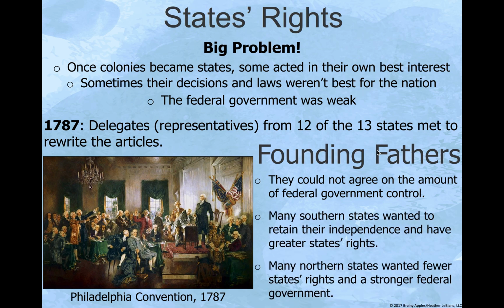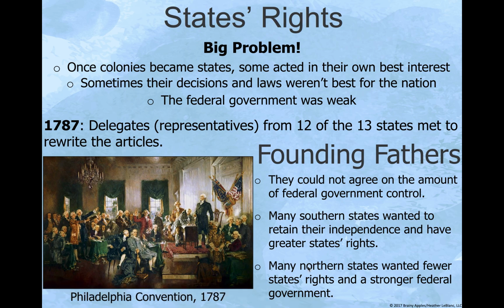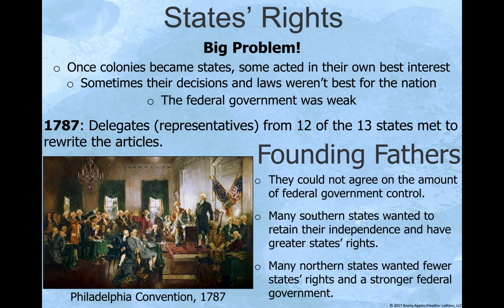So the founding fathers could not agree on the amount of federal government control, and many southern states wanted to retain their independence and have greater states' rights. And on the other hand, many northern states wanted fewer states' rights and a stronger federal government. So back then, there was disagreement between the North and the South. The northern states wanted the federal government to have more power, while the southern states wanted to retain their independence and have greater states' rights. And we're going to see why the southern states wanted to have their own independence and have more power.